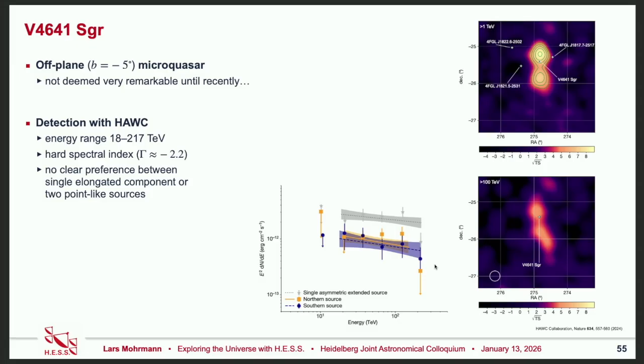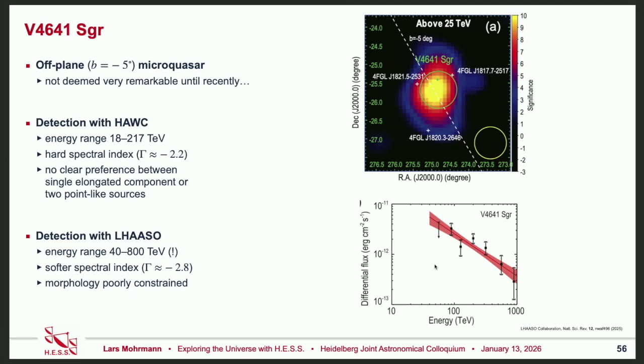With their measurement, they weren't really able to say if this is just one elongated component or maybe two point-like components. This is because of the relatively bad angular resolution provided by these kinds of instruments. And then the other ground-level particle detector array, LHAASO, was able to measure emission from this object as well, reaching even higher energies. So now we're talking about 40 to 800 TeV of energy, and a measurement of the spectrum here.